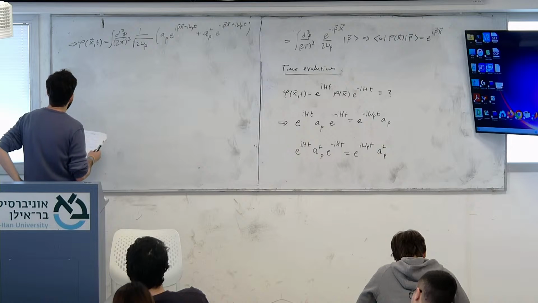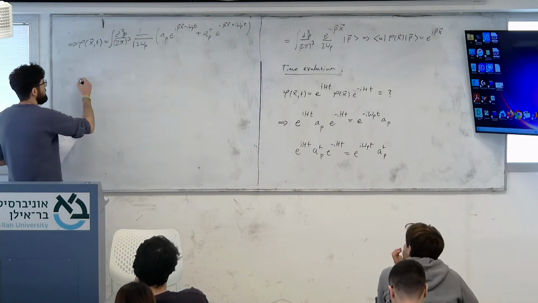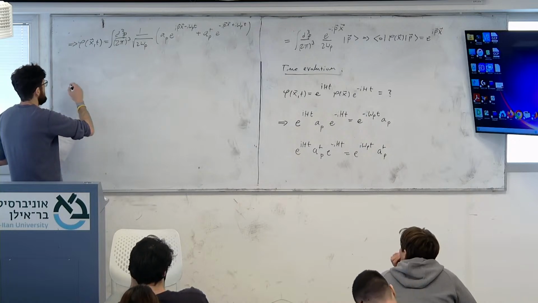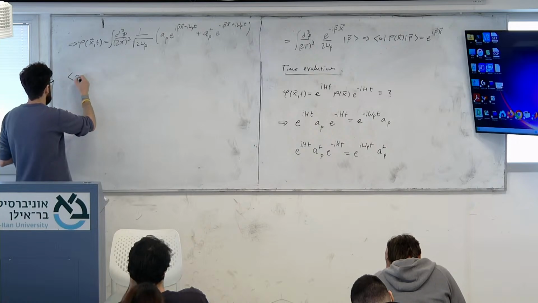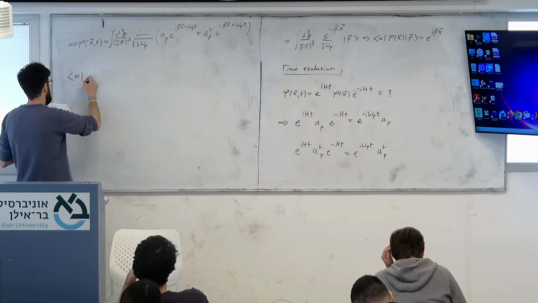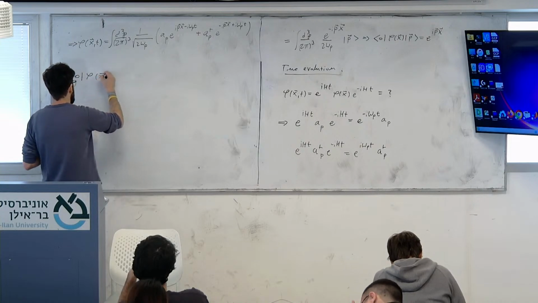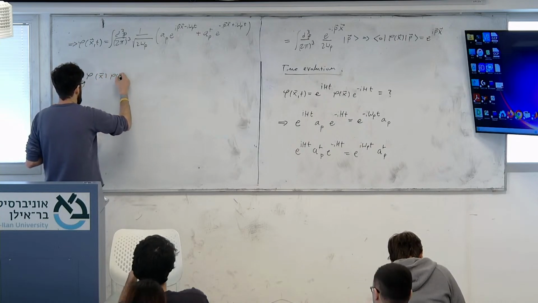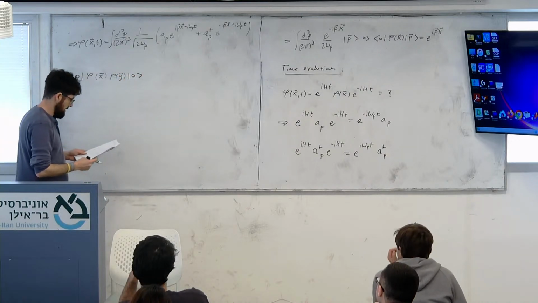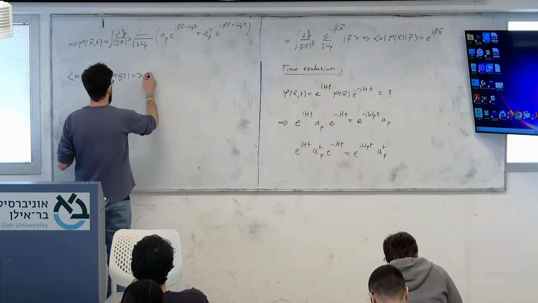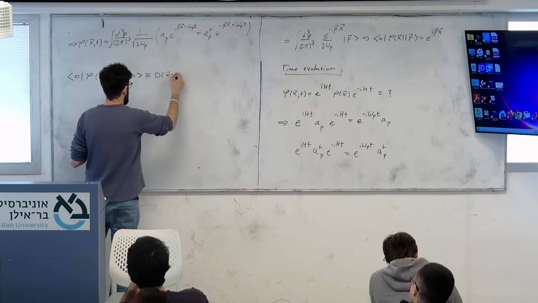Okay, so now let's compute a correlation function. Using these results, what I wrote before, we can look at the vacuum expectation value of phi of x, phi of y. And this thing we will define as D of x minus y.